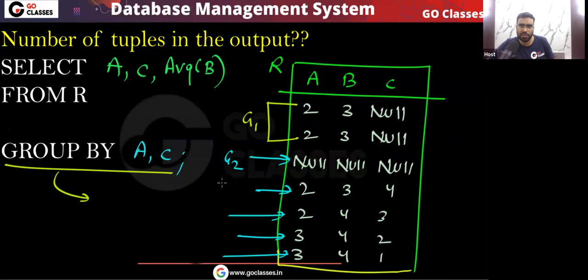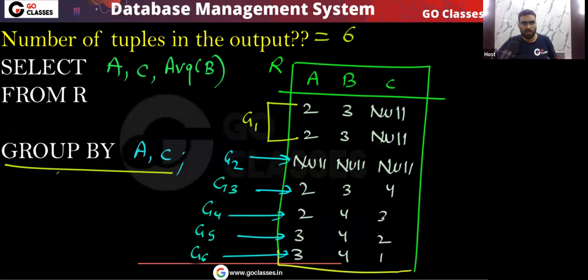Let me write it: group 3, group 4, group 5, group 6. Correct. So the answer will be what? The number of tuples will be same as number of groups. So very simple, there will be a total of 6 groups.